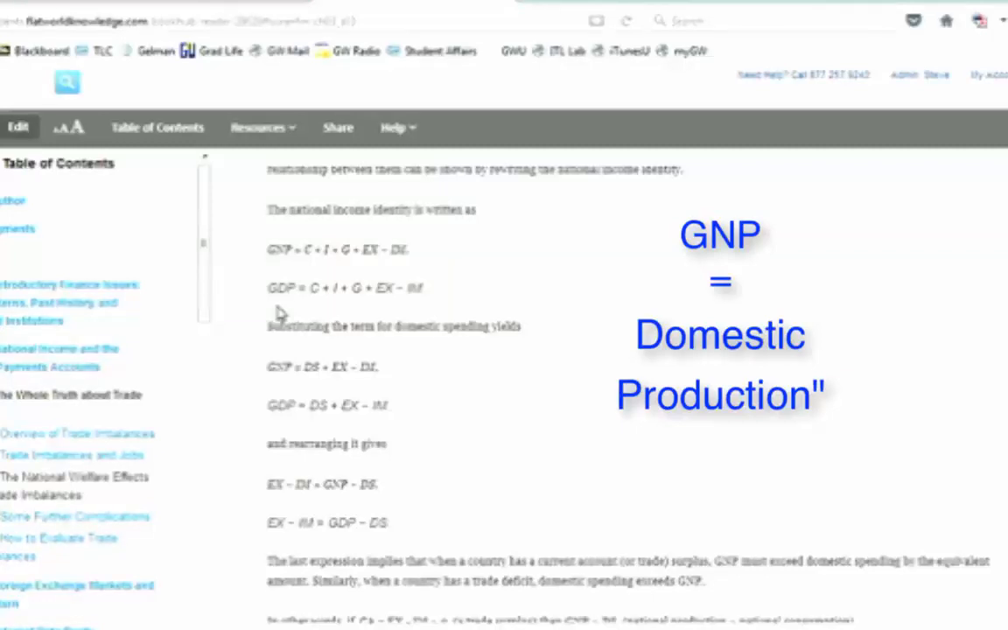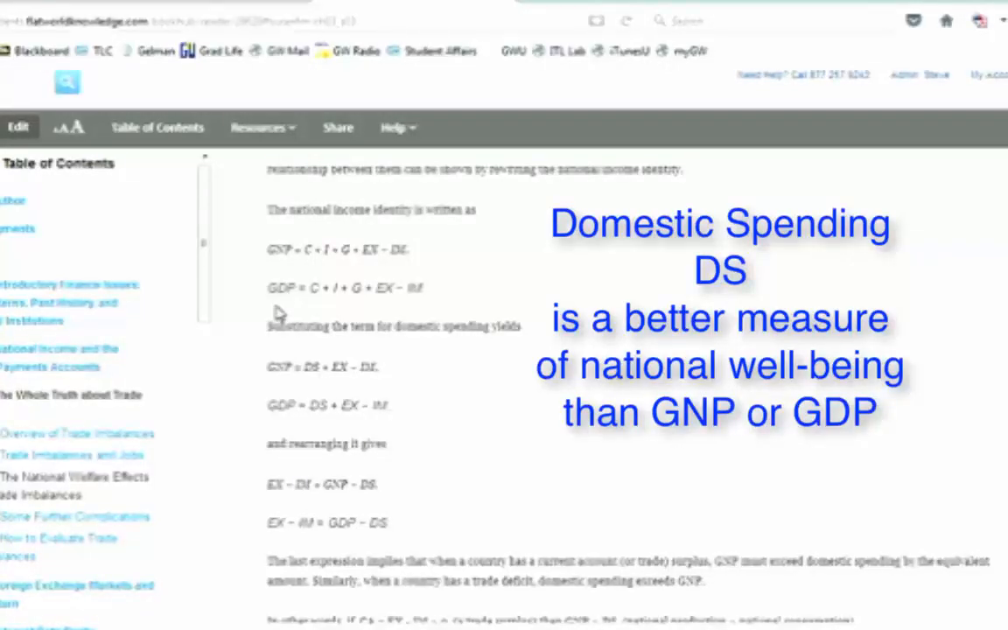So if we want to measure truly and accurately what our well-being, our standard of living in an economy is, GNP is misguided to a certain degree, because we really ought to be spending our time thinking about what the domestic spending component of a country is, how high or low that is, and how it is changing over time. That would give us a better idea of the average change in the average standard of living for individuals within an economy.